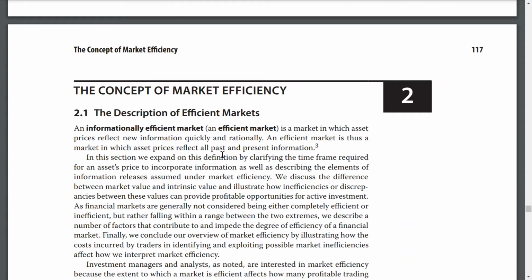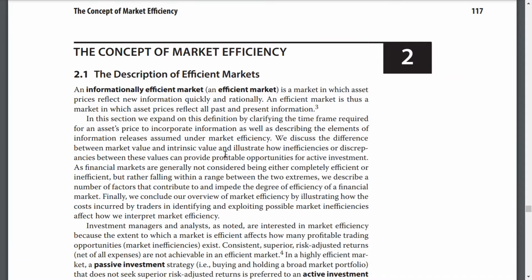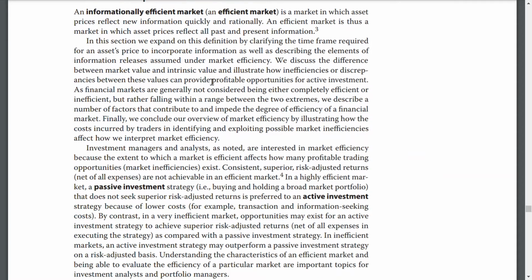Concept of market efficiency. The description of efficient markets. An informationally efficient market is a market in which asset prices reflect new information quickly and rationally. An efficient market is thus a market in which asset prices reflect all past and present information. In this section, we expand on the definition by clarifying the time frame required for an asset price to incorporate information, as well as describing the elements of information releases assumed under market efficiency.